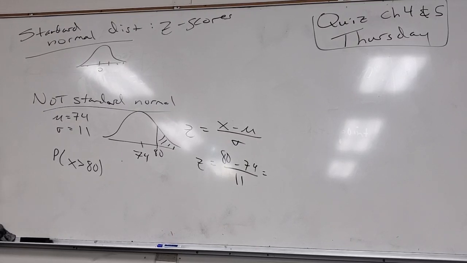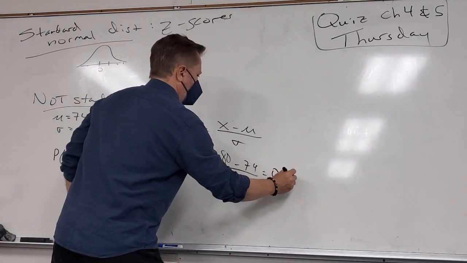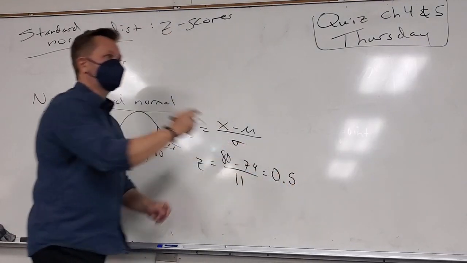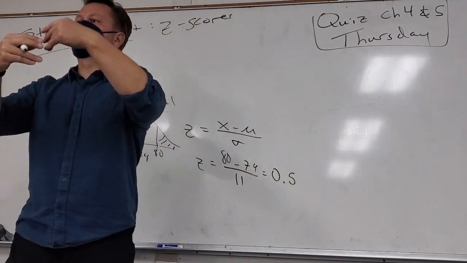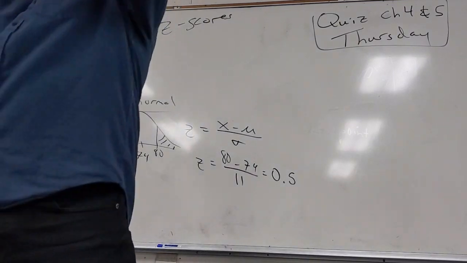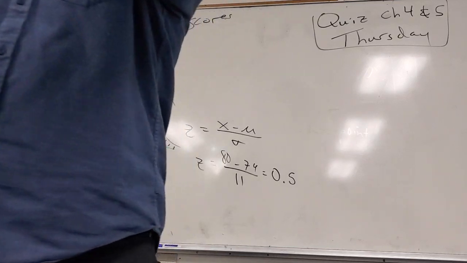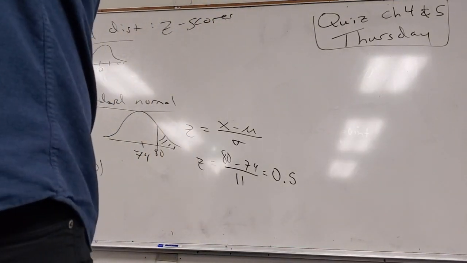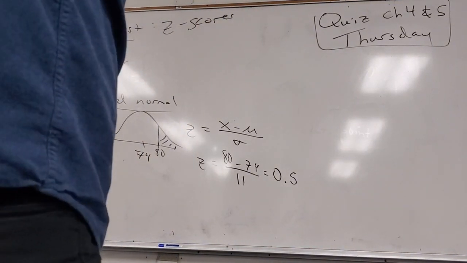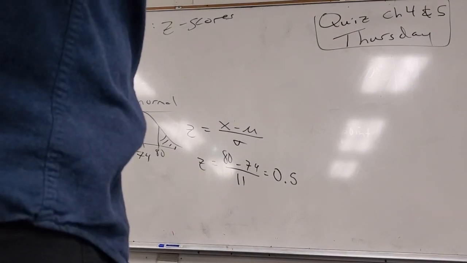So 0.5 what? Do you understand why I round Z-scores to 2 places? Because the chart only goes out 2 places. Everything else we round to at least 4 places just to stay safe, but with Z-scores the chart only understands up to 2, so we just round to 2.